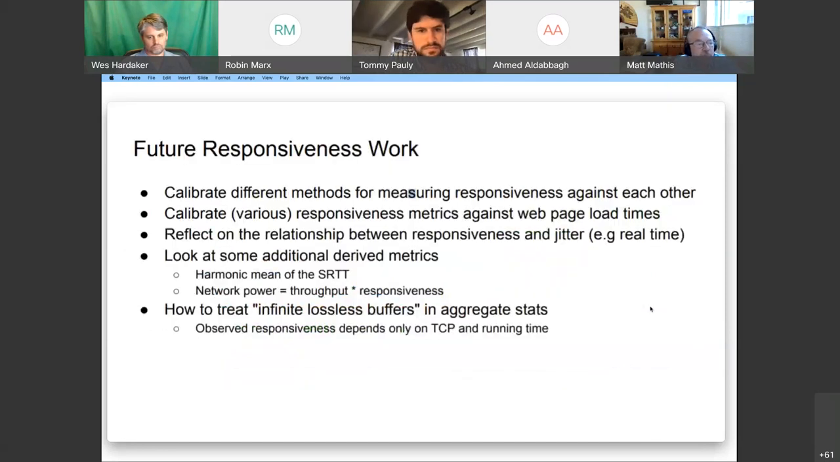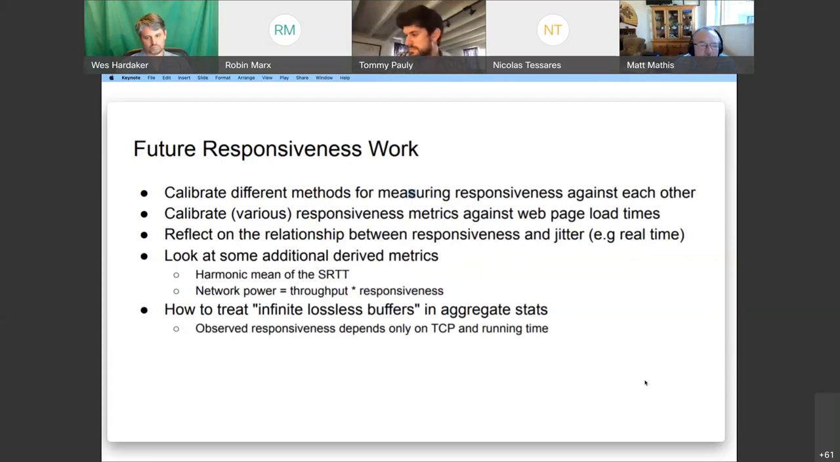Next slide. So a bunch of things on my to-do list. Like I said, this is a very early study. There's a whole bunch of different ways of measuring responsiveness. And I want to compare them and understand what the differences are. It might turn out to be that certain kinds of methodologies are different. One of the things I'm concerned about for multi-stream responsiveness is how you generate cross-traffic is extremely important. I've already noted that the congestion control algorithm is extremely important. There's a bunch of things there that need to be looked at.